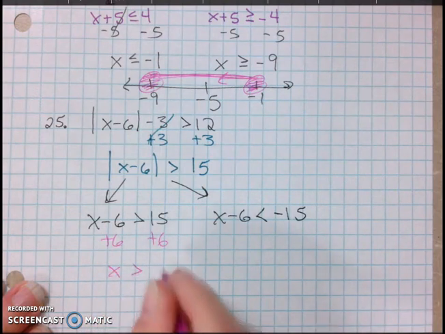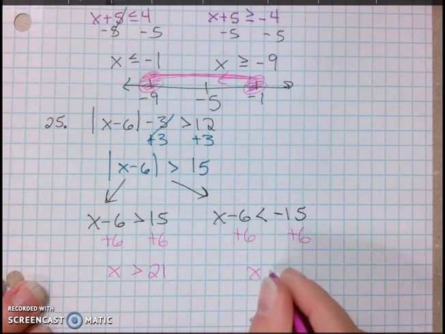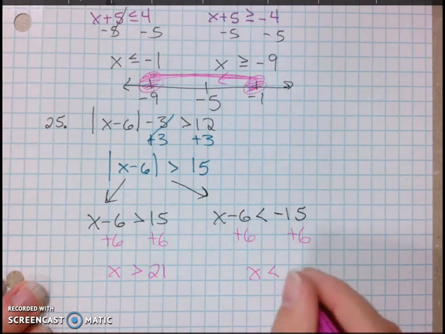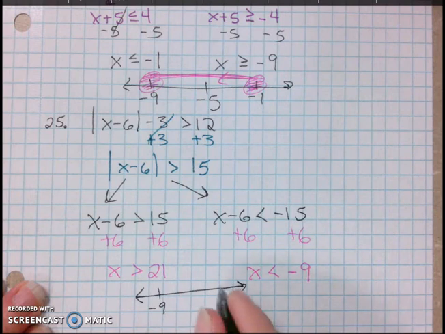So x is greater than 21. Add 6 to both sides here. X is less than negative 9. Okay, graph those on the number line. Oh, that was really crooked, sorry. I wasn't looking. Okay, give me a number in between, I'll pick 10.